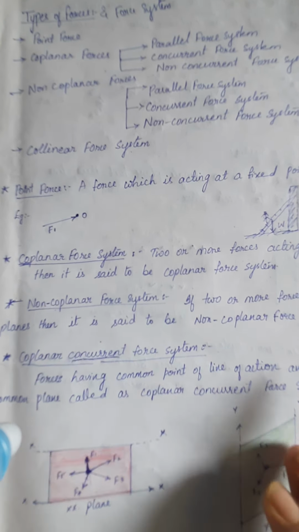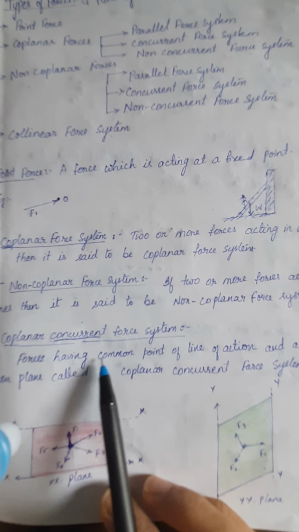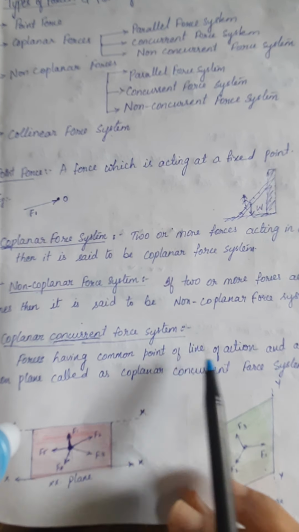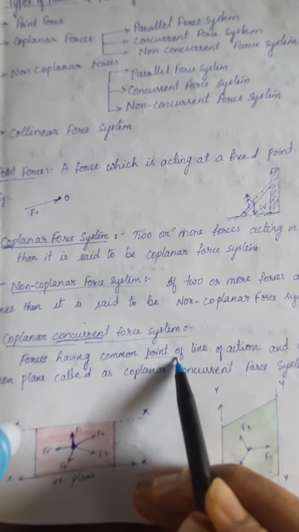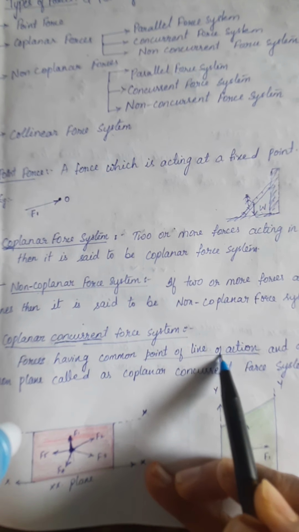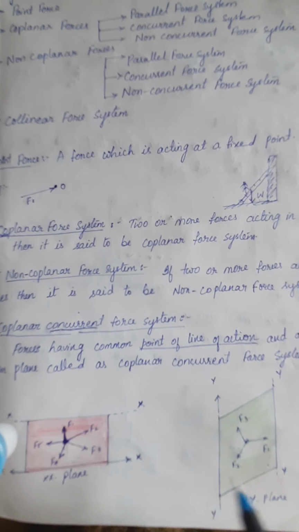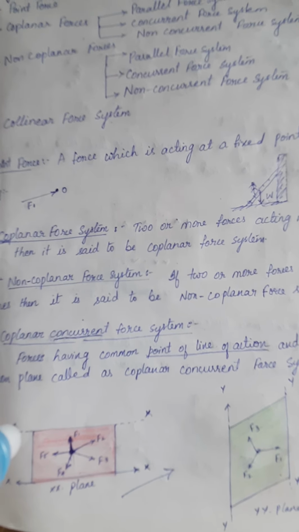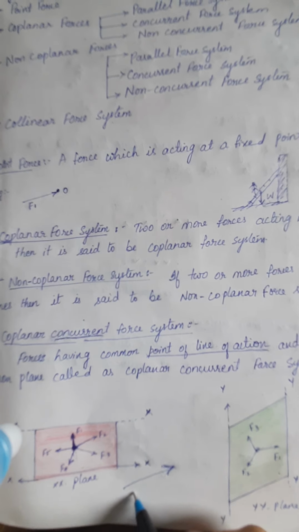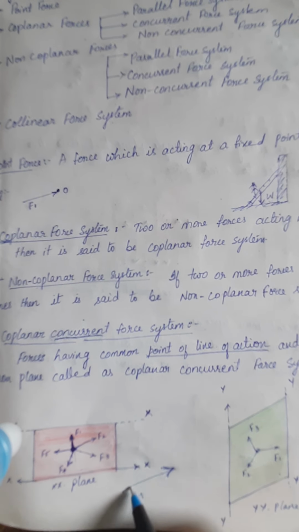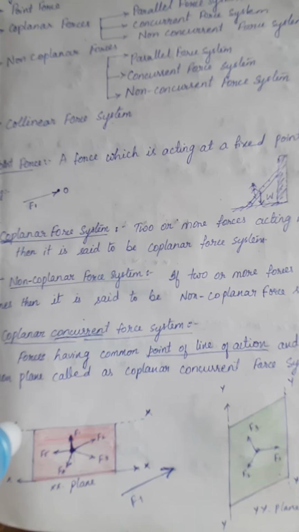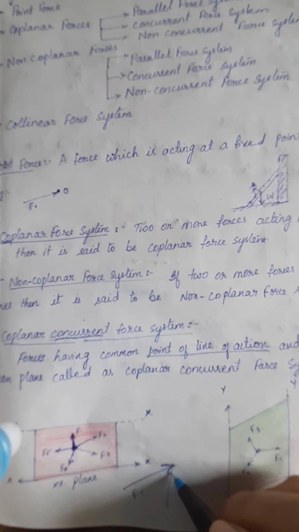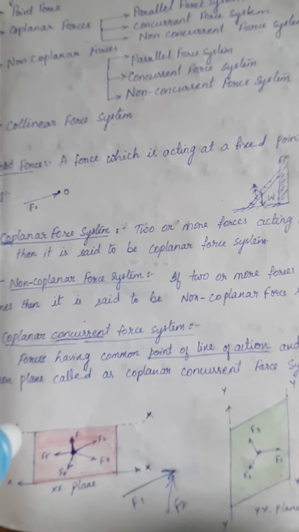So what can we define from this? Forces having a common point of line of action. Line of action means the line along which forces are acting. This is the line of action of force F1, the line along which the force is acting. And this is the line of F2.